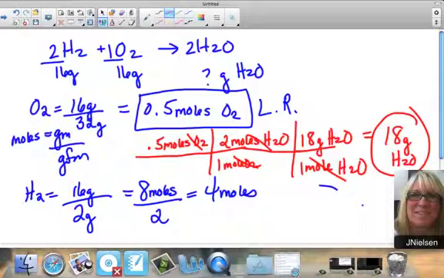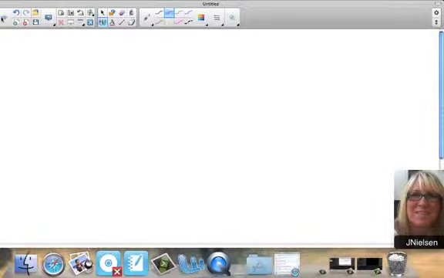Let's look at a different type of problem that involves a precipitate. How many moles of barium sulfide will form when 60 mils of a 1 molar barium nitrate solution are mixed with 25 mils of 0.8 molar potassium sulfide solution?